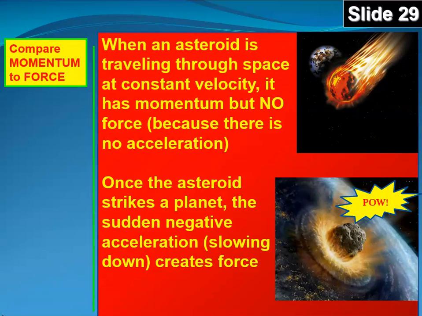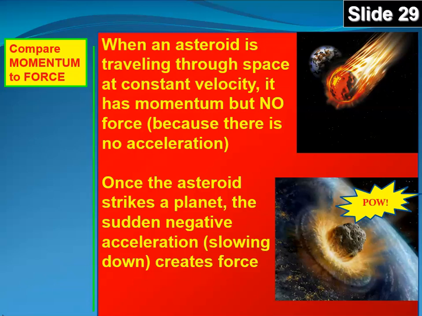Okay, so compare momentum to force. When an asteroid is traveling through space at a constant velocity, it has momentum but no force because there's no acceleration. It's mass times velocity, that's momentum. But if the velocity is constant, it doesn't matter how fast it's going. If the velocity is constant, then there's no acceleration. Therefore, it has no force.